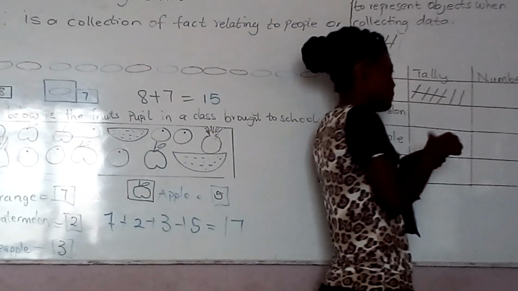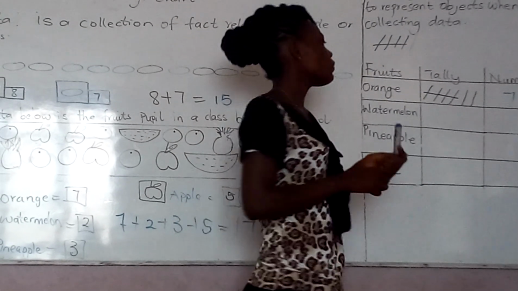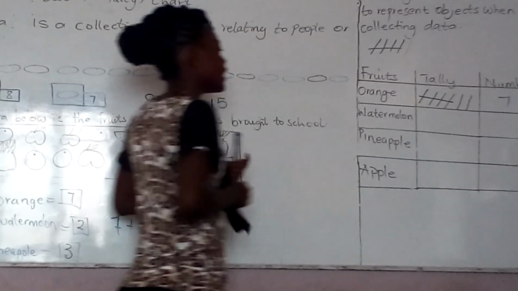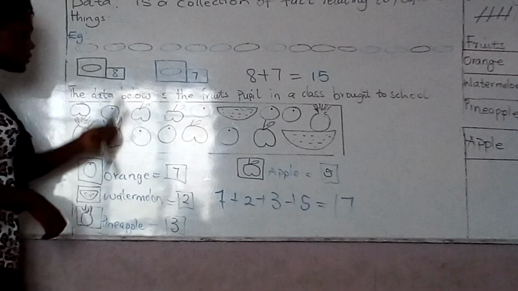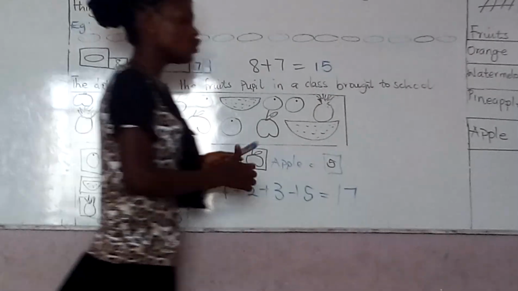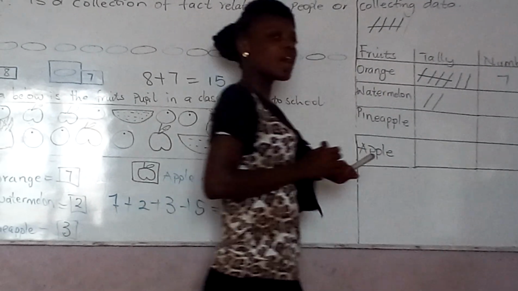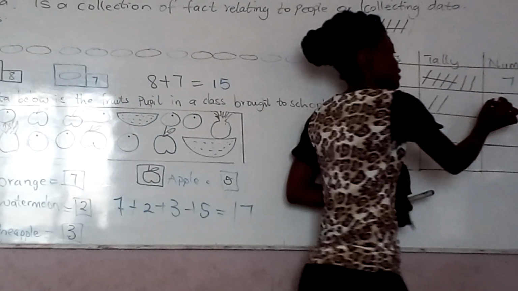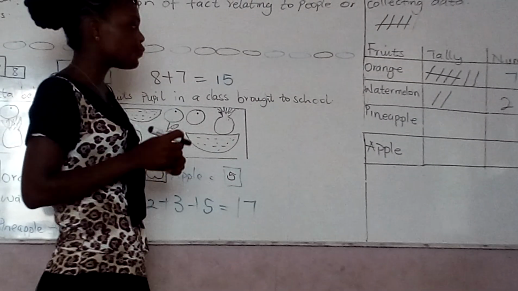So we write the number 7. Now we go to the next fruit. The next fruit is what? Watermelon. How many watermelons are here? We say what? 2. So you write your 2. 1, 2. So our strokes are drawn, and then you write your number, what? 2.